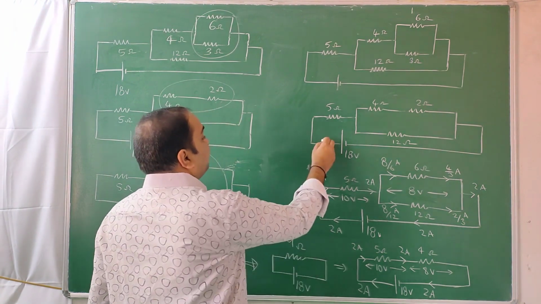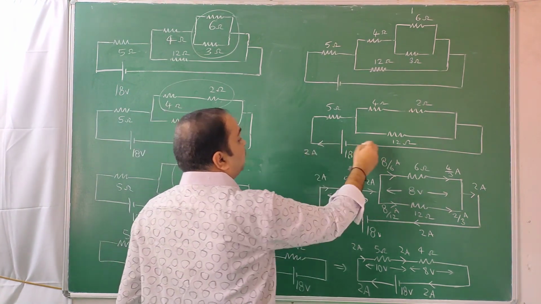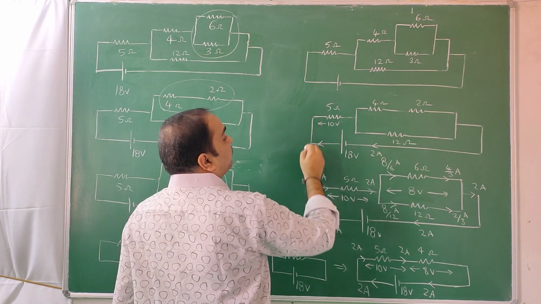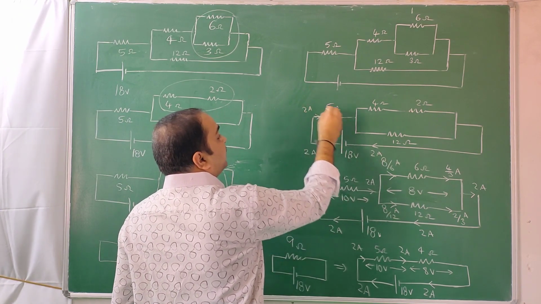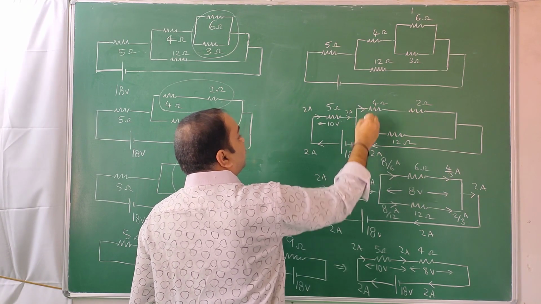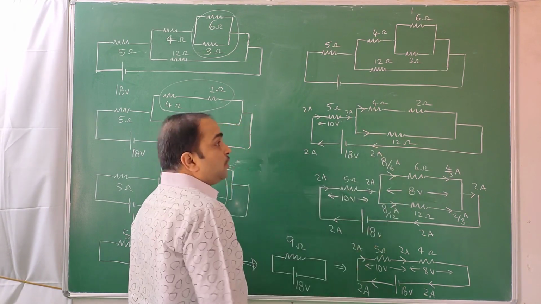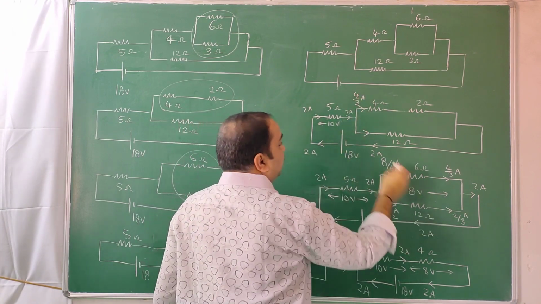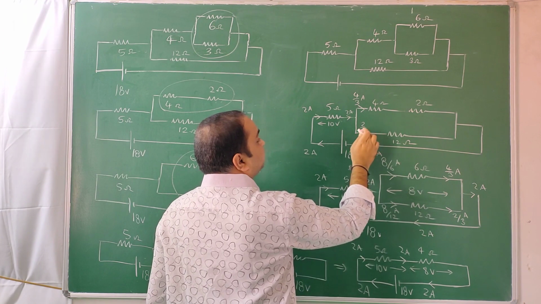Now again same, 2 amperes should go out and 2 amperes should come in. Voltage across this is 10 volts and here 2 amperes is coming in. This 2 amperes splits into, already we have done it here, 4 by 3 amps and 2 by 3 amps.